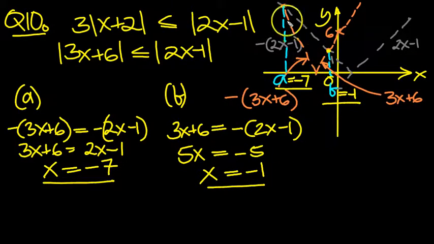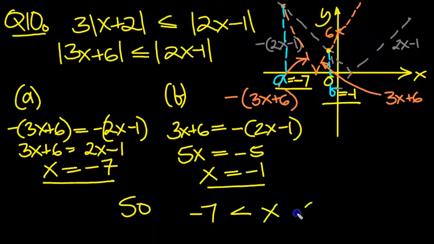So we said we're interested in the region here where the orange, this modulus, lies underneath the grey here, and that was between A and B, wasn't it? It can touch the values A and B. So we have then that we're between -7 and -1, and we can touch both endpoints, can't we, because of the less than or equal to.